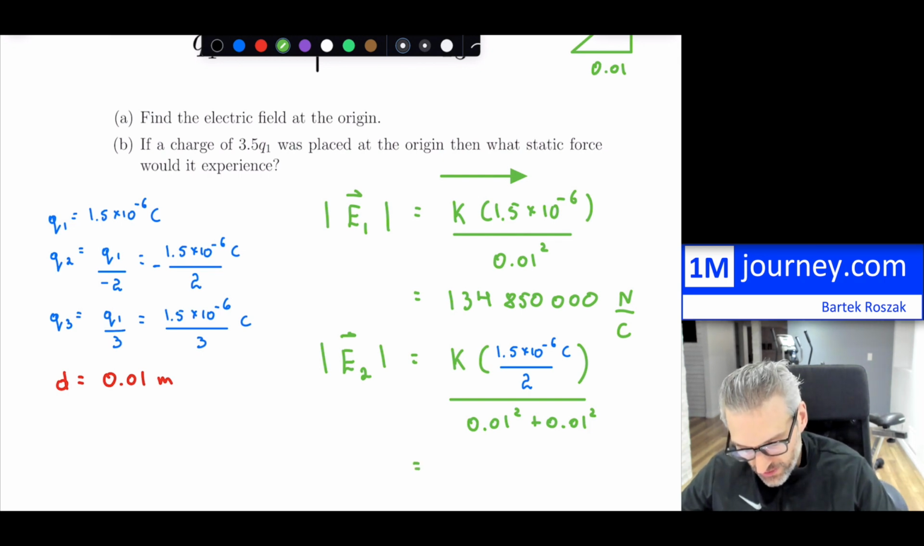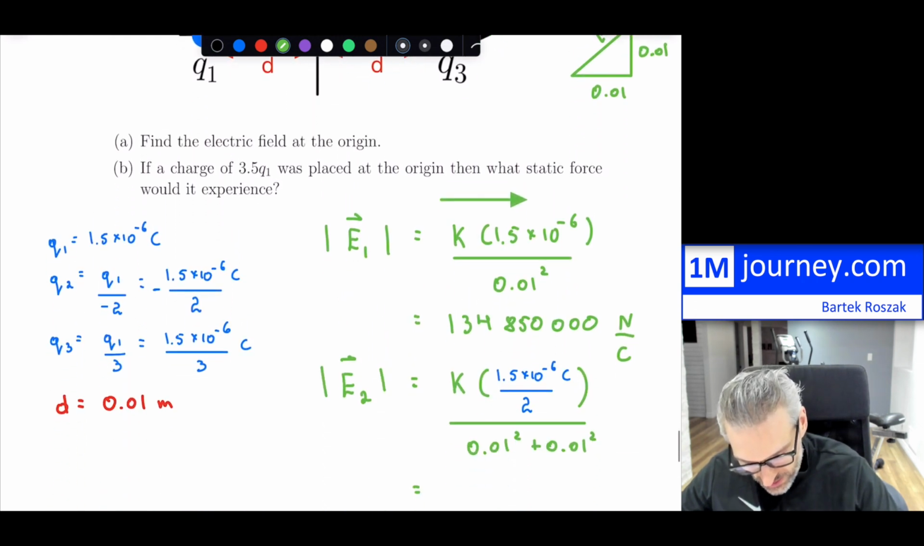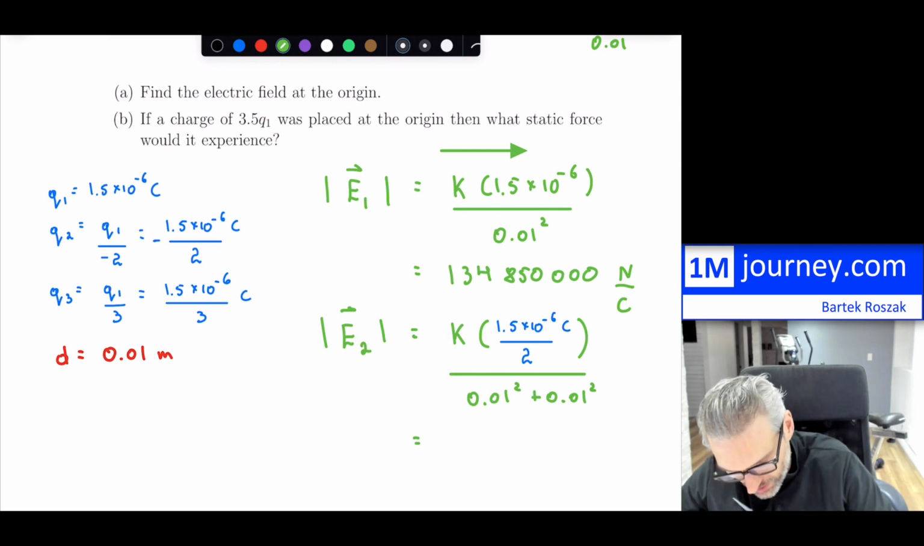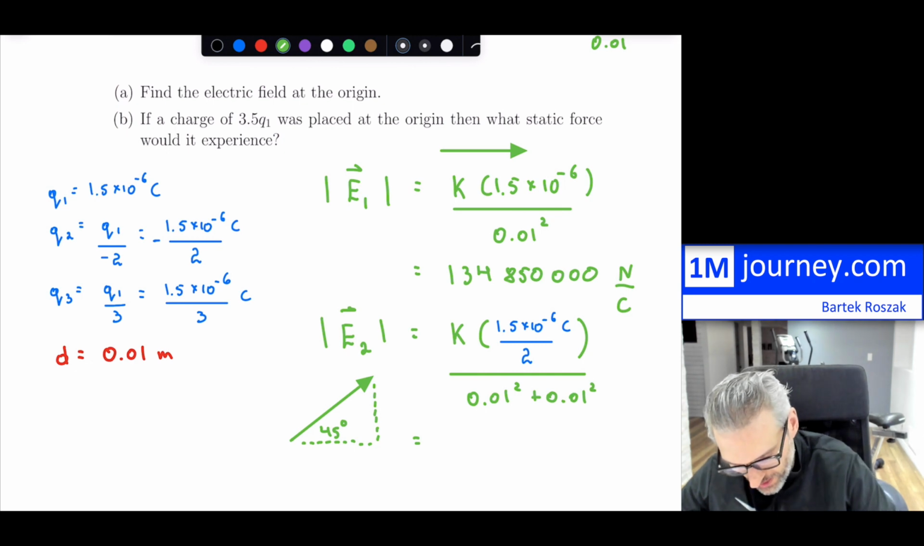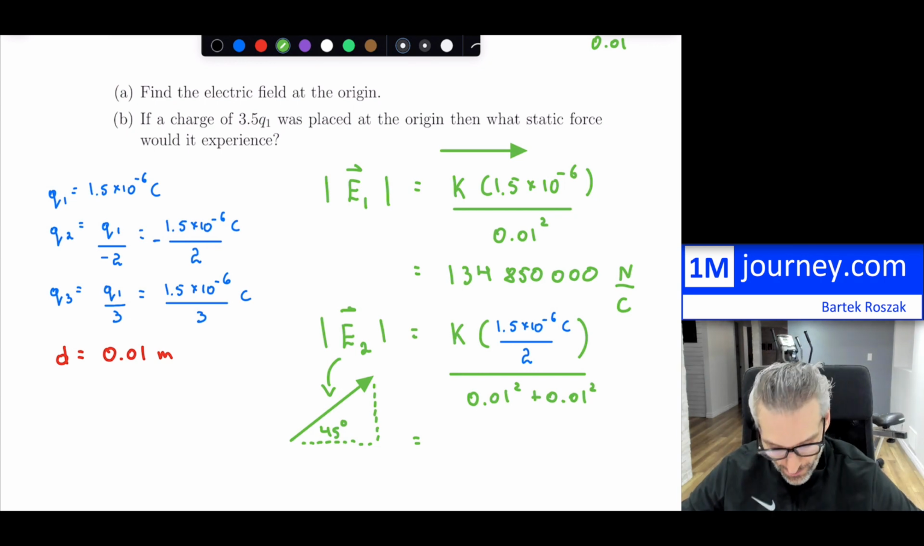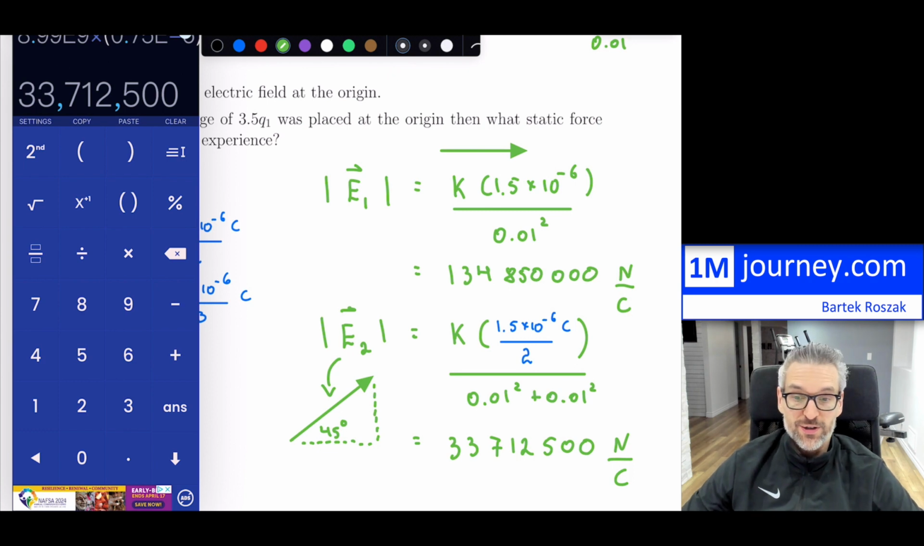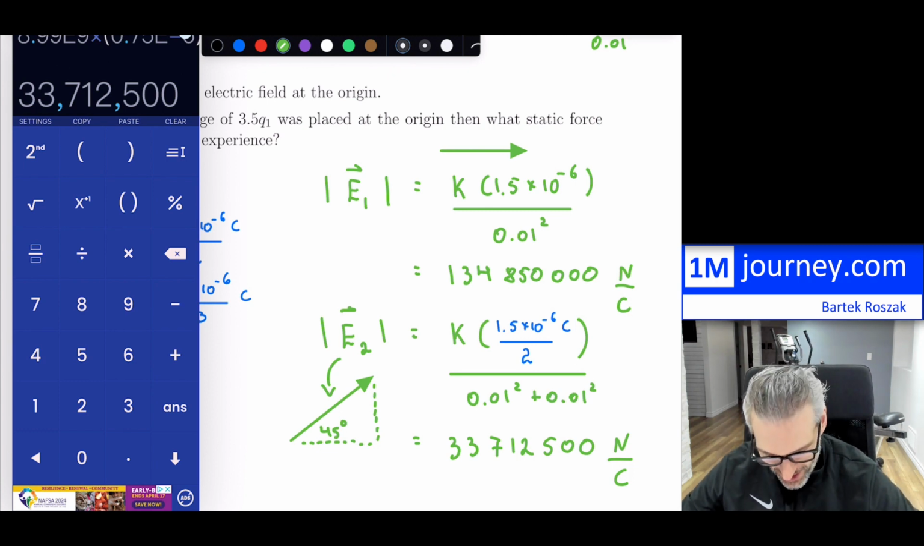Now, the electric field right here is going to be in this direction, because it's a positive and a negative, so it's going to be right there. Where you have D over D, this is 45 degrees. We're finding what this value is, so let's substitute it and find out what that will be. All right, another monstrous one.